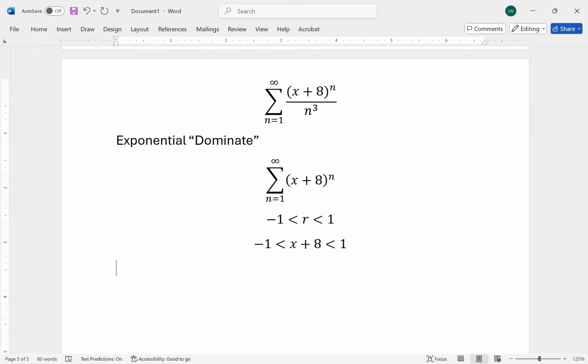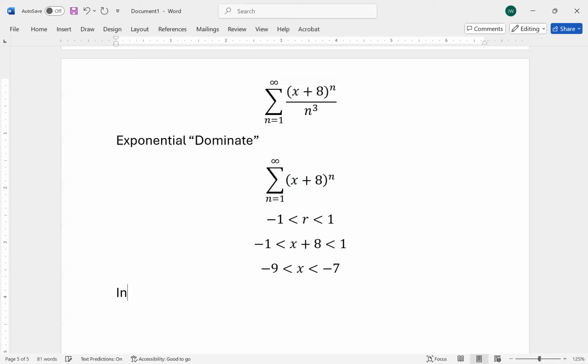Subtracting 8 from all three sides gives me my interval of convergence. So if I subtract 8, I get that my x value has to be between -9 and -7. Now, the center of this polynomial was -8. So going from the center down to -9 or going from the center of -8 up to -7 says that my radius of convergence is 1.